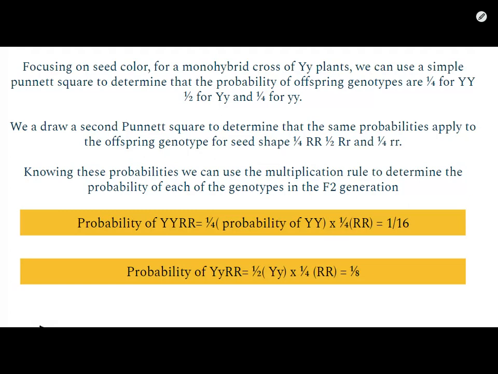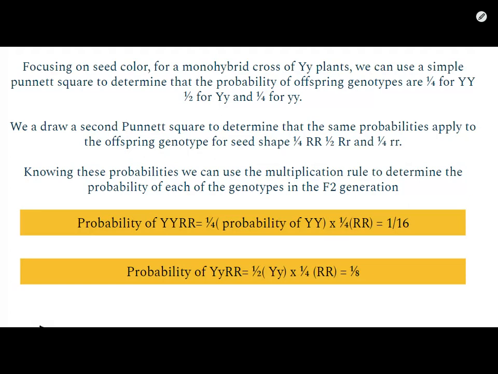I mixed them up in my head. No, you're good. Thanks for catching it. 1/2 probability of getting a heterozygote, 1/4 getting a homozygote.